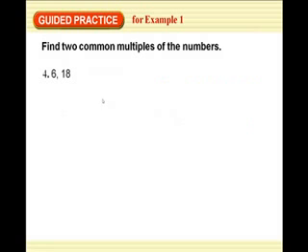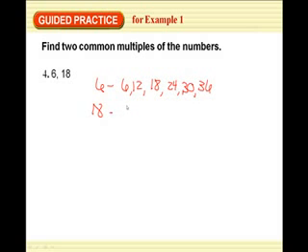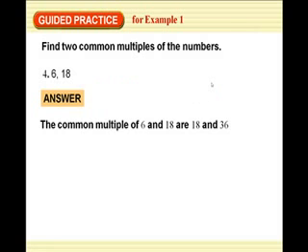All right, 6 and 18, common multiples. So 6, 12, 18, 24, 30, 36, and I think that's enough. Look, there's the first one, 18 and 36. Yay, that one was pretty easy.